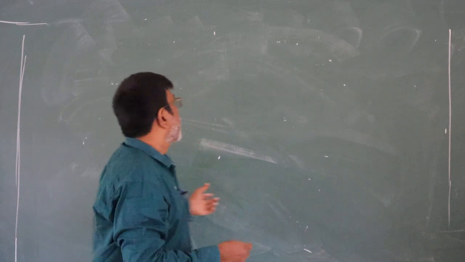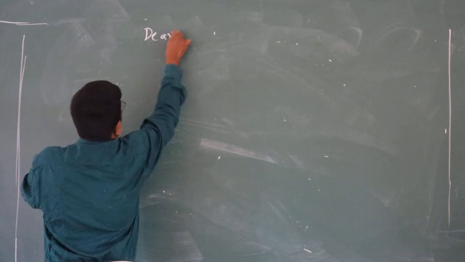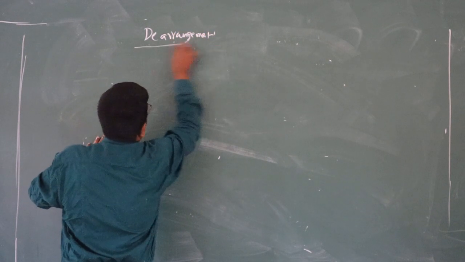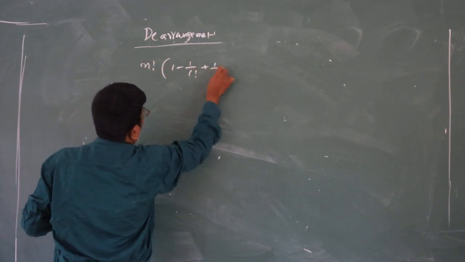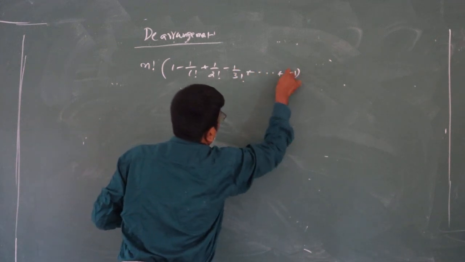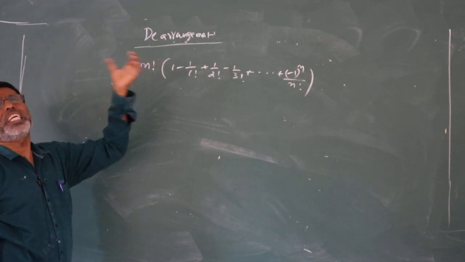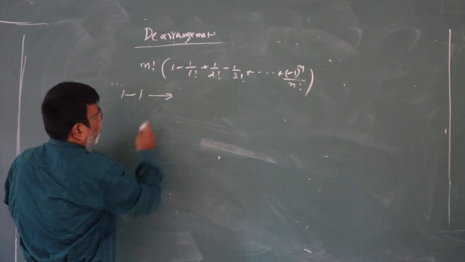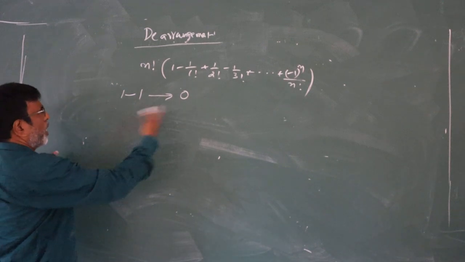So suppose n letters are there. Derangement means, suppose n letters and n envelopes, this is the formula we use: n factorial times 1 minus 1 by 1 factorial plus 1 by 2 factorial minus 1 by 3 factorial and so on, minus 1 power n by n factorial. This is the formula for derangement. Suppose one letter, one envelope: the only placing is the correct way, so 0 ways of derangement.